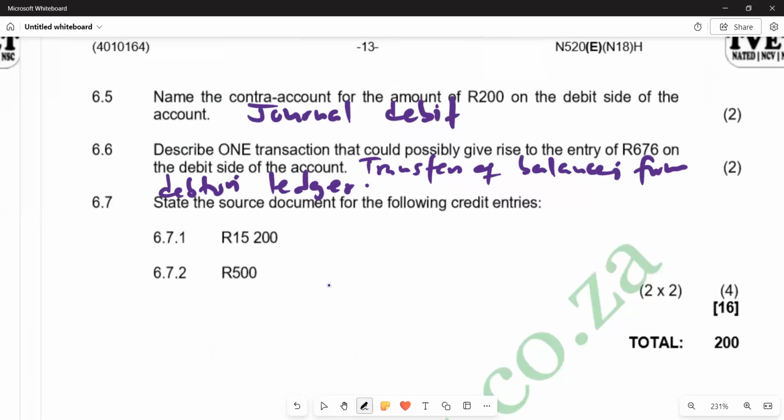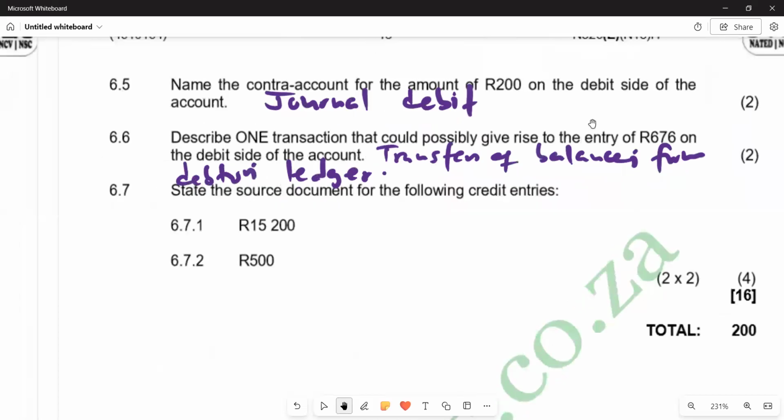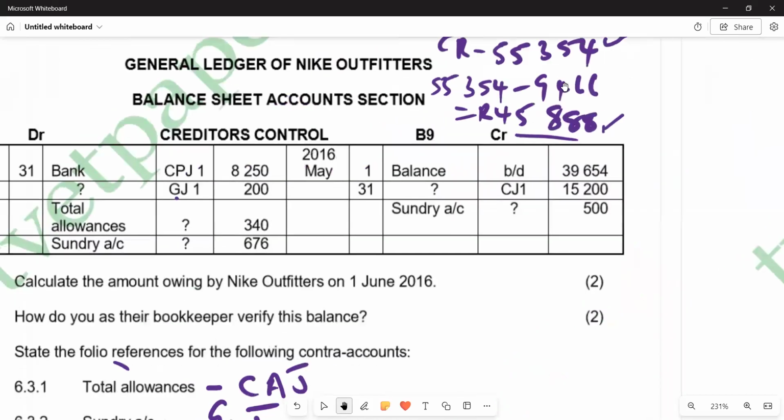The last question is saying state the source document for the following credit entries. We have 15,200. So we go back there to check what source document we can relate to the amount of 15,200. Here we see that this is the creditors journal, CJ, and we refer to it as the purchases. Purchases that we record in the creditors control are credit purchases. So we know that whenever there's a credit purchase, it's related to an invoice as the source document.